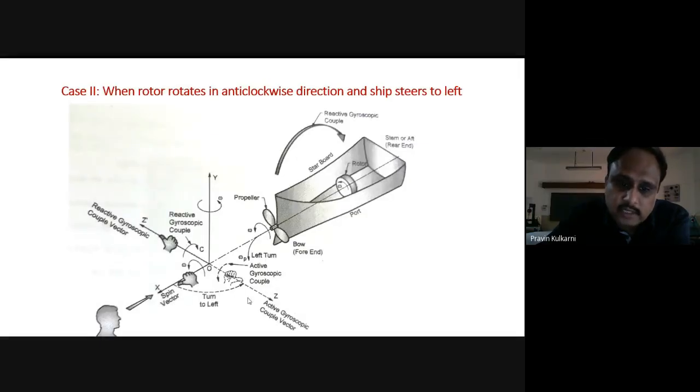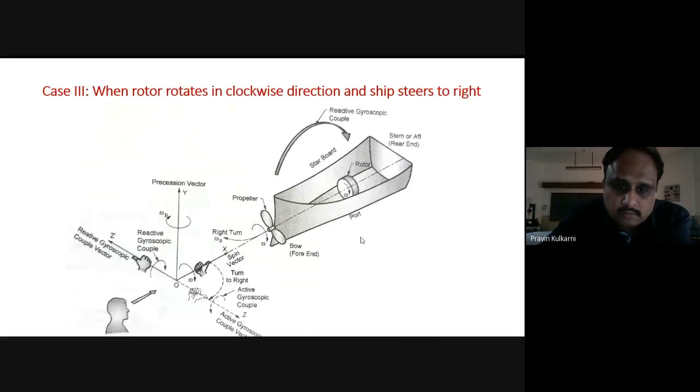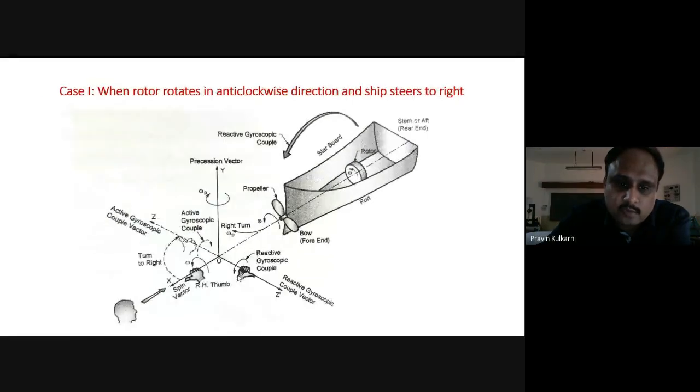Okay, turning to the left. Accordingly, this will be the direction of the active couple. Opposite to that will be the direction of the reactive couple. This is self-explanatory. Confusion number 1. Clockwise, taking right turn. This was the right turn. Same will be the sense for the third case, clockwise. This should be like this only.